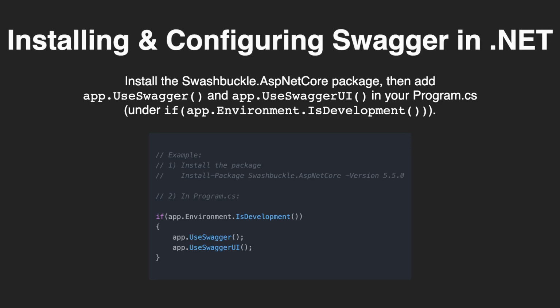First, we install Swashbuckle.AspNetCore. Once that's in place, we add a little middleware in Program.cs to serve the Swagger docs and UI, typically only in development mode. After that, your API should expose a swagger.json doc at /swagger/v1/swagger.json. Next, we'll see how to use that JSON to generate our React client code.